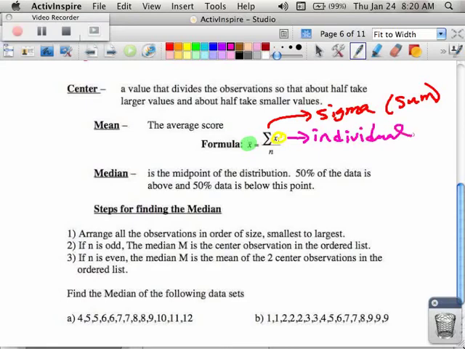Individual data points. And then n is talking about the number of data points. So you add up all of the data points and divide by how many there are, and that's your mean. And the median is the one exactly in the center.